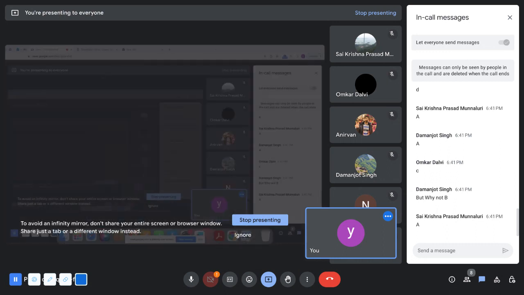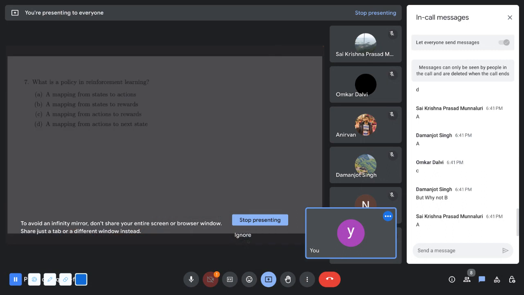But why not B? What is B? No, it's not right. It is not mapping from state to reward. Given a current state and the reward that you have obtained by taking the previous action, your policy must be: in this state, what action should I take? That's it. That's how it is defined.